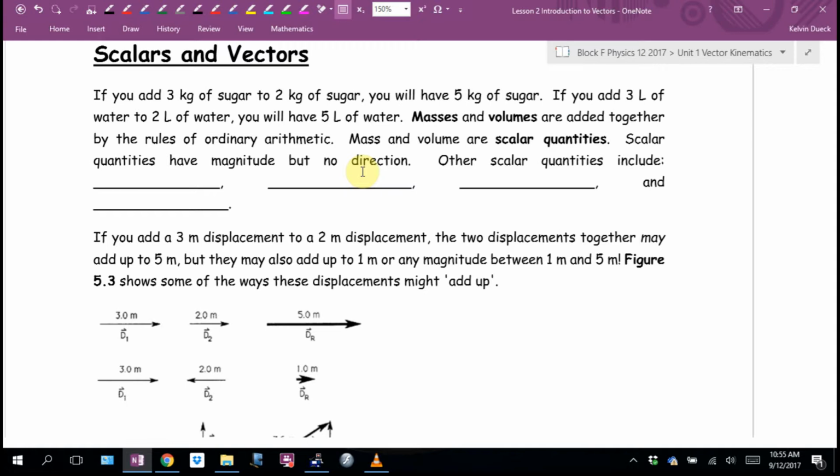Other scalar, I just made that one up. That was pretty, no, nothing? First time I used that one.